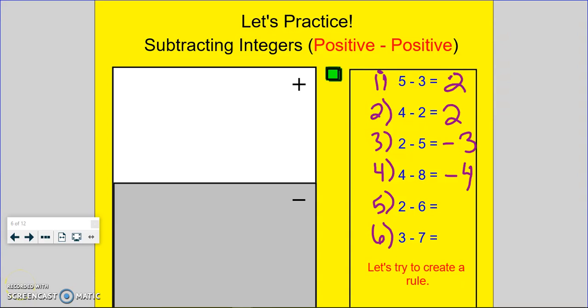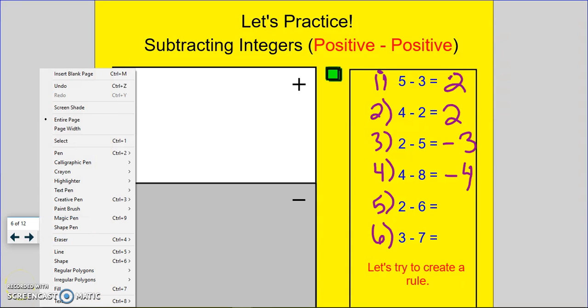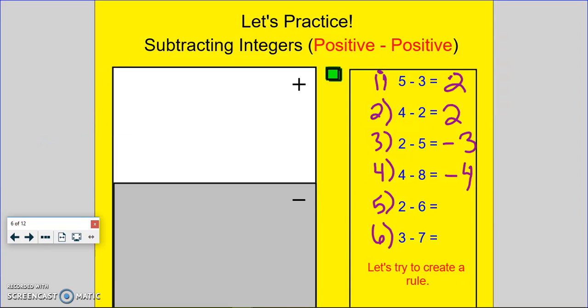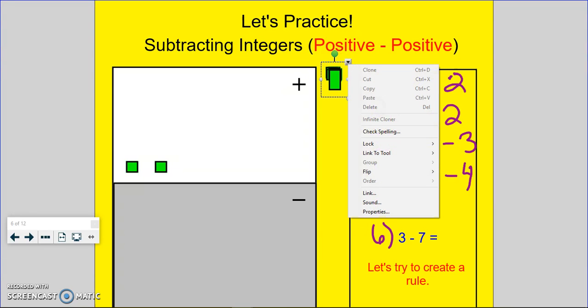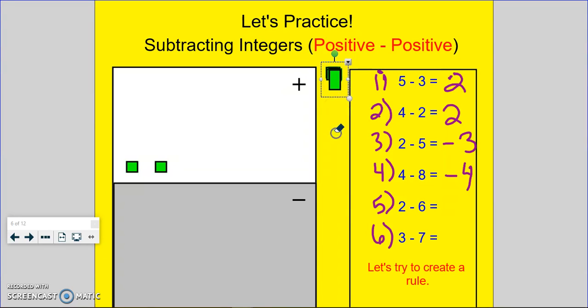Number 5 is the same concept. I'm taking away more than what I have. So I've got to start by putting those positive 2 cubes on the mat, or drawing them in your notebook. I want to take away 6 positives that I don't have. So I add a 0 pair to see if that will give me what I need to take away.